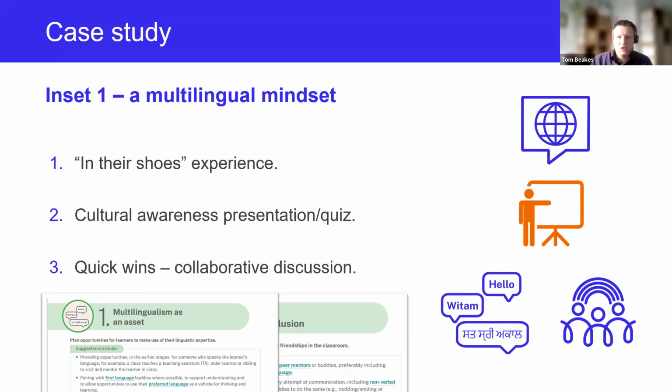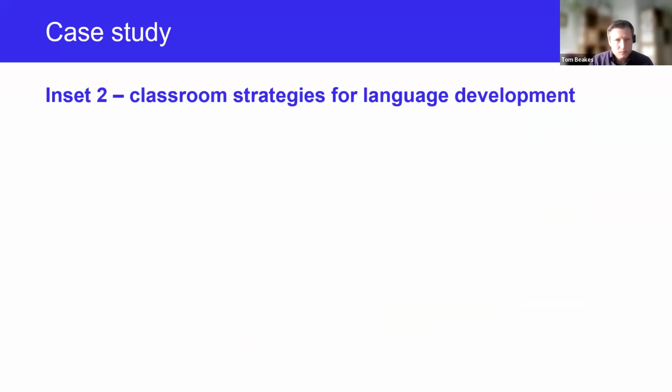And then the head teachers there as well, along with the EAL lead, they can note down any sort of longer term actions and ideas that spring out of those discussions that maybe can be implemented later as well. So that's our first example of the inset. The second one focuses on those classroom strategies for language development.